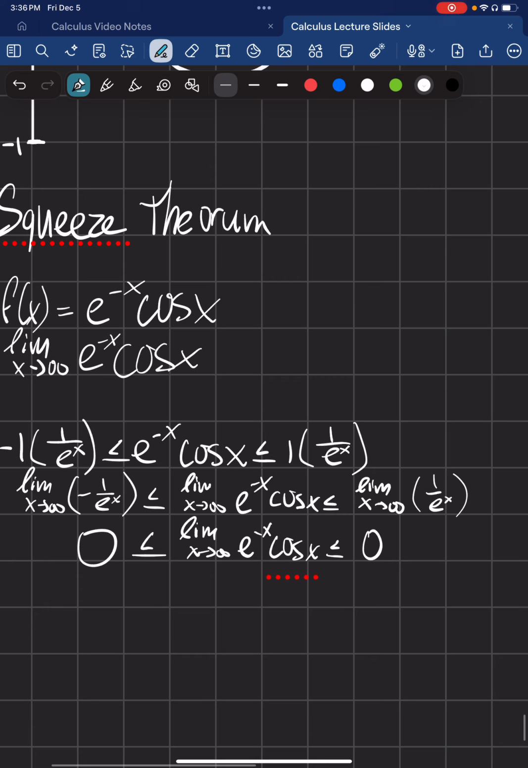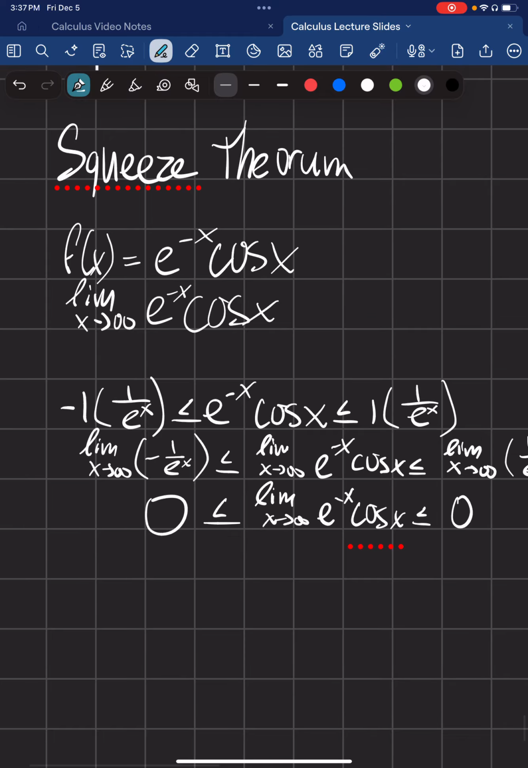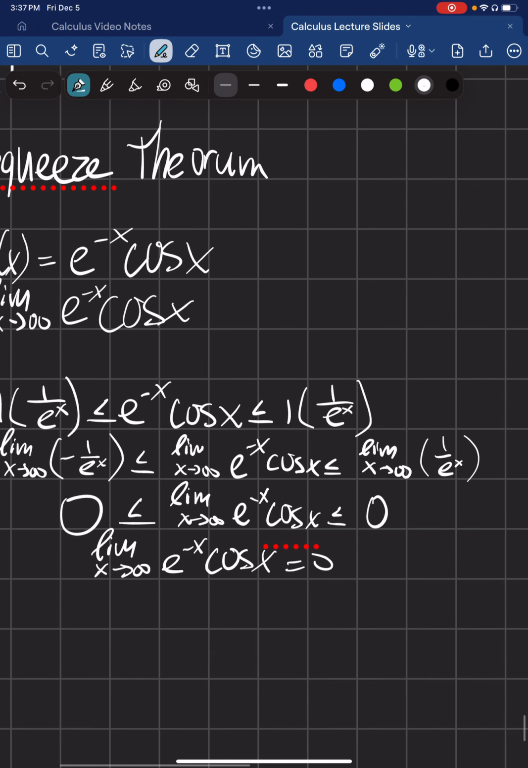So now if we look back at what we have here, we know that our limit as x approaches infinity of e to the negative x cosine x is going to lie somewhere between 0 and 0. But if you think about it, if it lies between 0 and 0, there's no number in between those. So that must mean that the limit as x approaches infinity of e to the negative x cosine of x must also be 0, because there's no other numbers between 0 and 0, right?